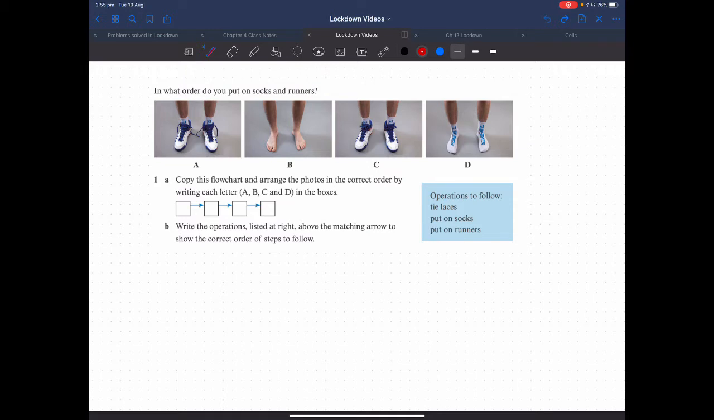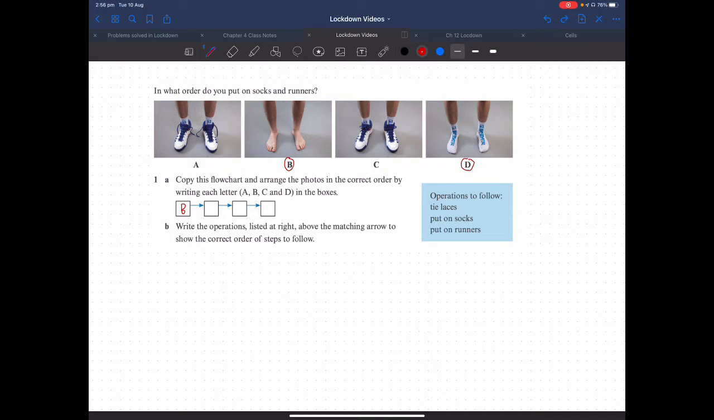So it says, copy this flowchart and arrange the photos in the correct order by writing the letter A, B, C, or D in the boxes. So we're going to start off with photo B. Photo B, the person is barefooted, so that comes first. The next thing they're going to do is put on their socks. So in photo D, they've put their socks on.